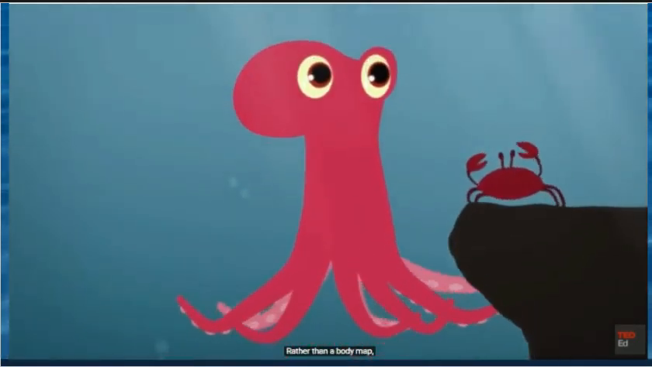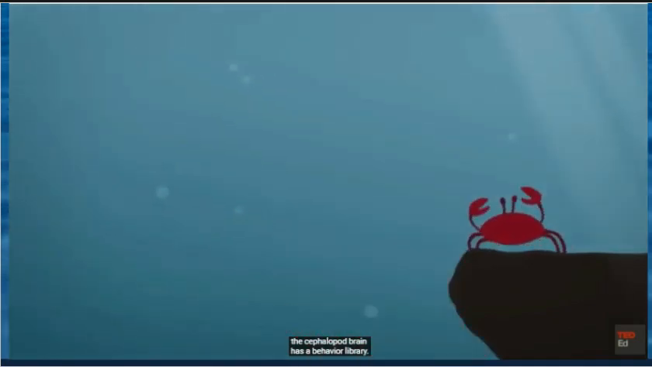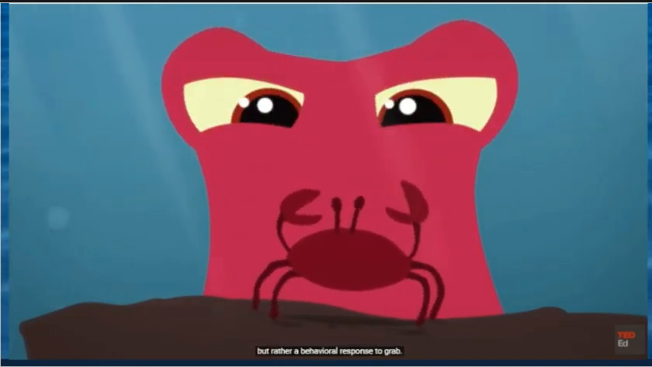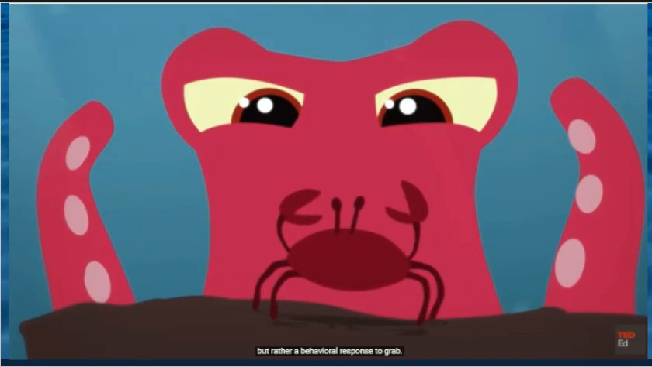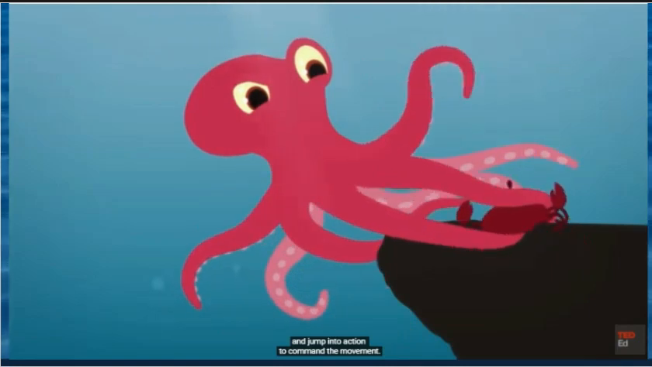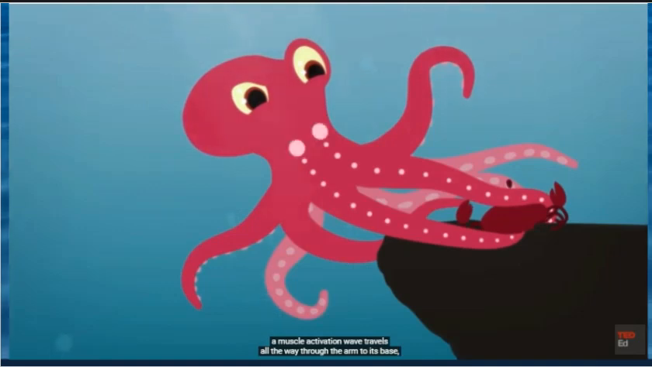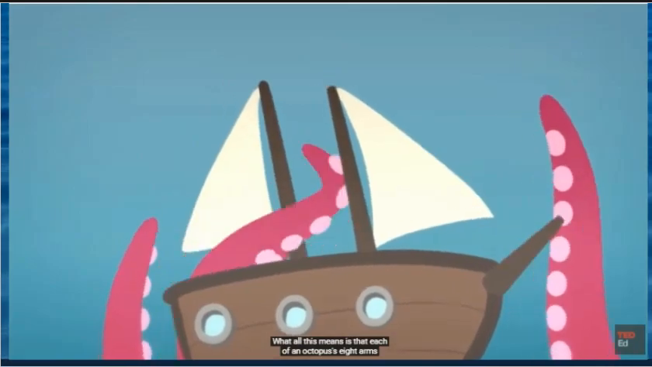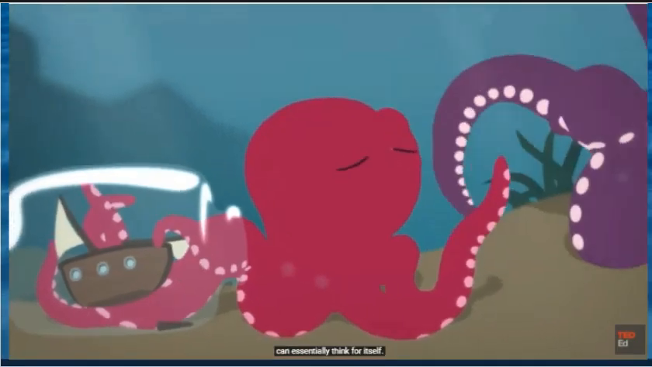Rather than a body map, the cephalopod brain has a behavior library. So when an octopus sees food, its brain doesn't activate a specific body part, but rather a behavioral response to grab. As the signal travels through the network, the arm neurons pick up the message and jump into action to command the movement. As soon as the arm touches the food, a muscle activation wave travels all the way through the arm to its base, while the arm sends back another wave from the base to the tip. The signals meet halfway between the food and the base of the arm, letting it know to bend at that spot. What all this means is that each of an octopus's 8 arms can essentially think for itself.